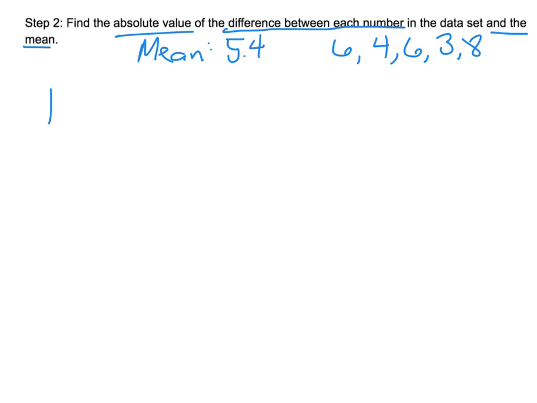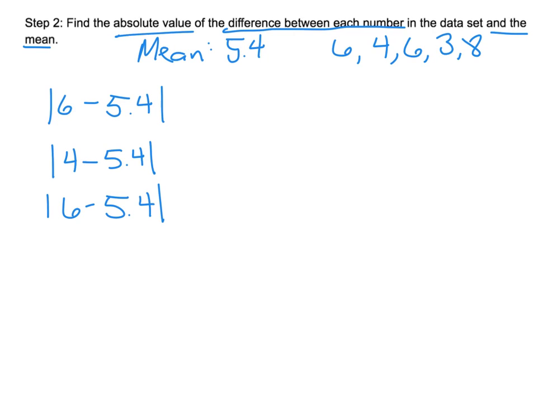So the absolute value of the difference between 6 and 5.4, we need the absolute value of 4 minus 5.4, another 6 minus 5.4, 3 minus 5.4, and 8 minus 5.4. All right, so now let's simplify each of these.